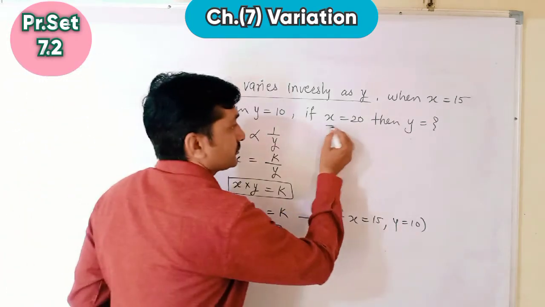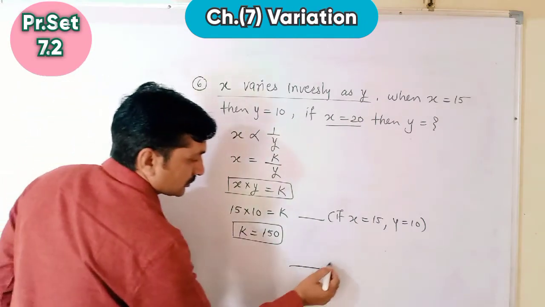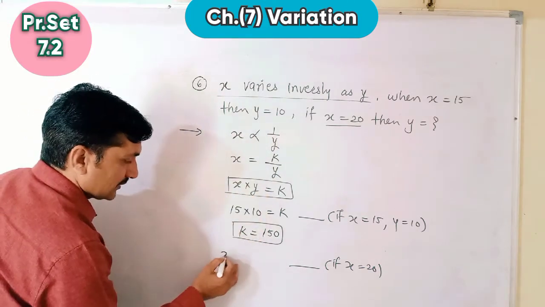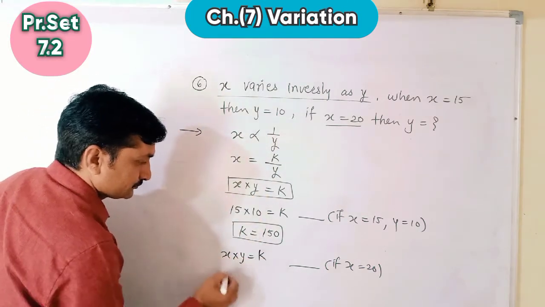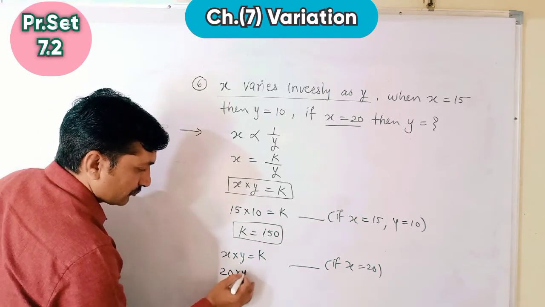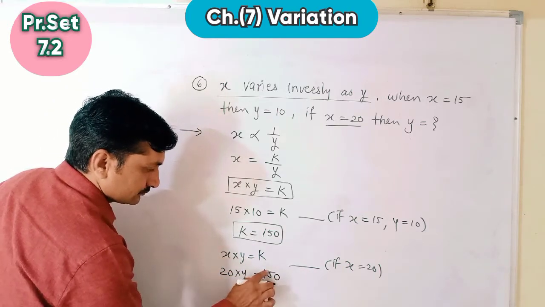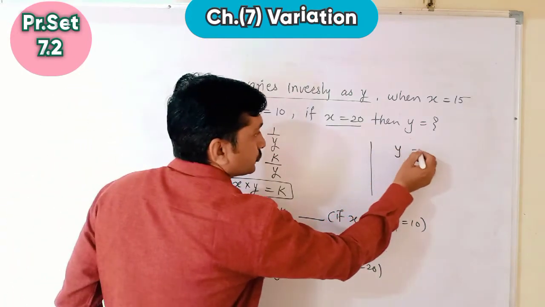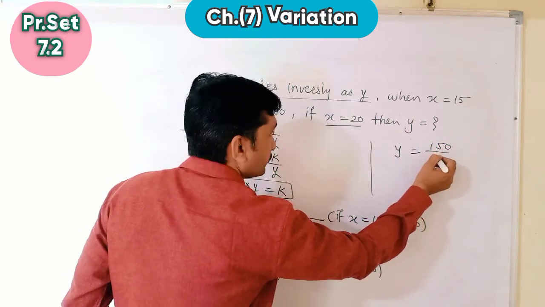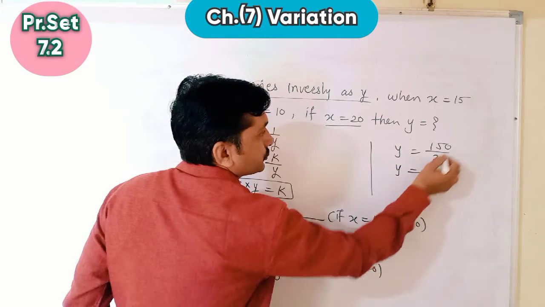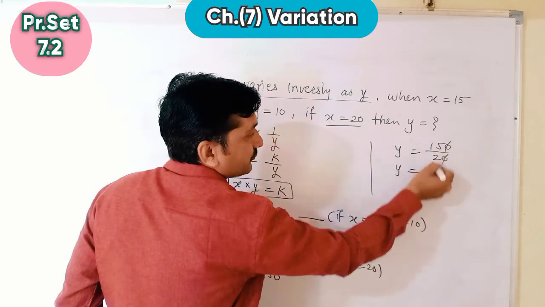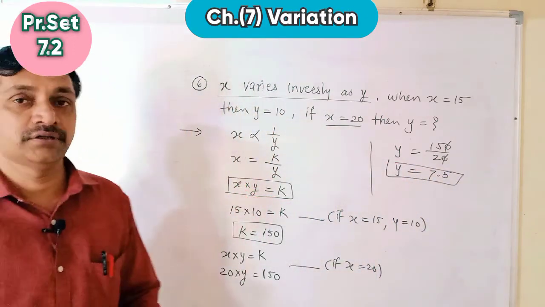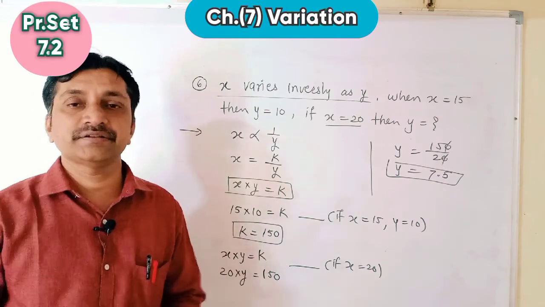But we want the y value here when x is equal to 20. Now here again, if x is equal to 20, x multiplied by y is equal to k. Put the value of x, 20 multiplied by y is equal to k, which is 150. Again I write here y is equal to 150 divided by 20. y is equal to, here 1 0 cancel, 15 divided by 2, meaning half of 15, 7.5. In this way we get the y value 7.5. And with this example we have completed practice set 7.2.